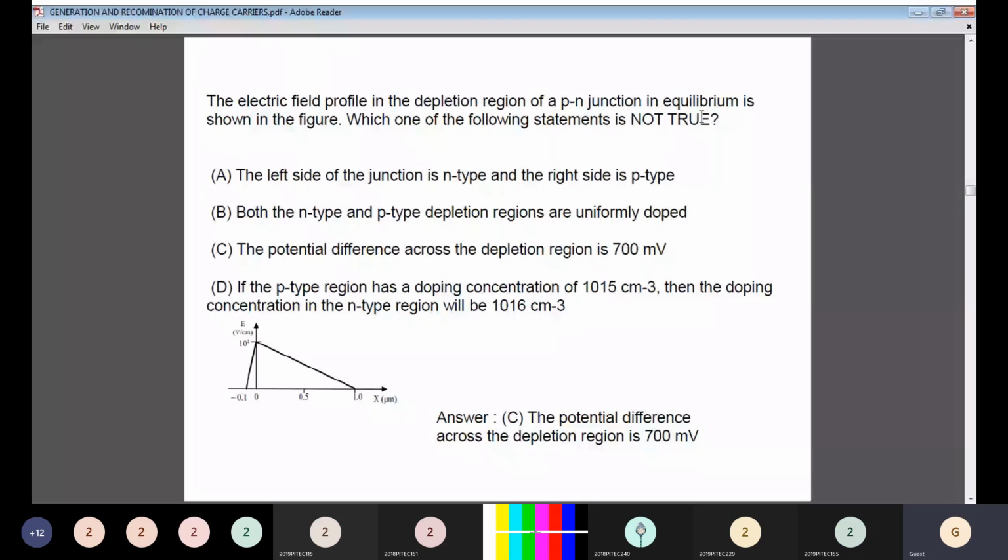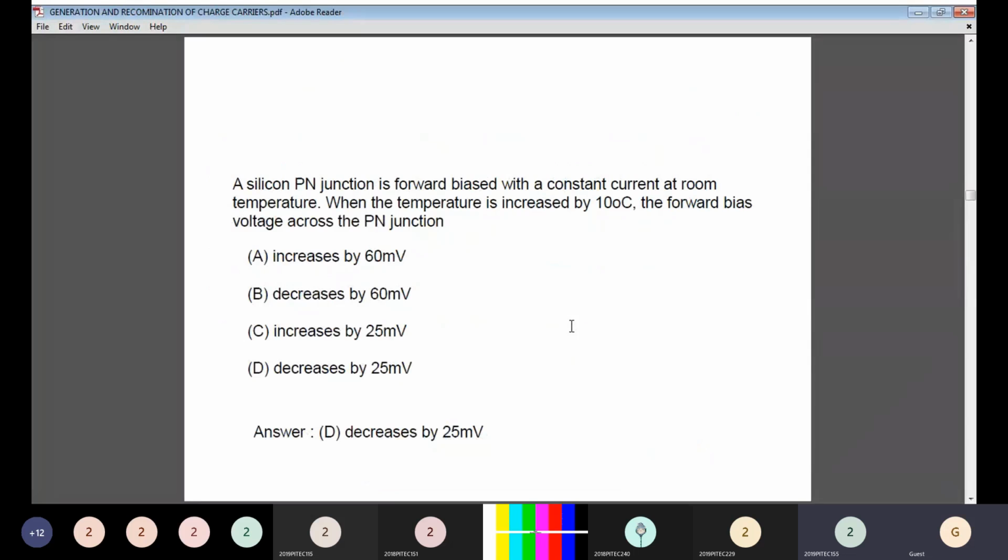Which one of the following statements is false? The left side of the junction is N-type and the right side is P-type. Both the N-type and P-type depletion regions are uniformly doped. The potential difference across the depletion region is 700 millivolt. If the P-type has a doping concentration of 10 to the power 15 per centimeter cube, then the doping concentration in the N-type region will be 10 to the power 16 per centimeter cube. The correct answer is: the potential difference across the depletion region is 700 millivolt.